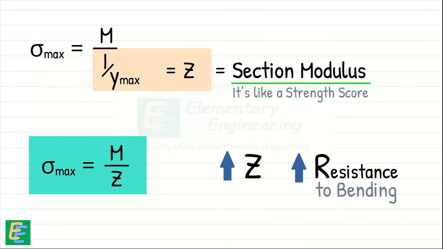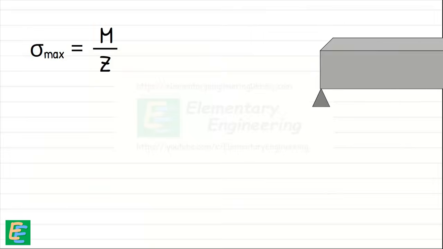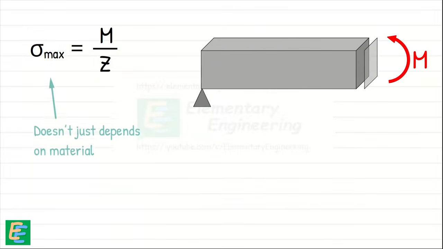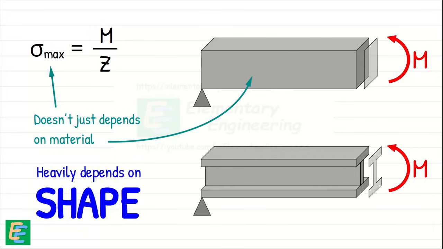This section modulus depends on the distance of the extreme fiber and the moment of inertia of the section. That says, section modulus depends purely on the geometry of the beam. And this gives us something interesting. For a given bending moment, the stress doesn't just depend on the material, it depends heavily on the shape of the cross-section.